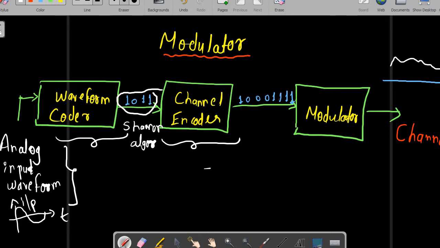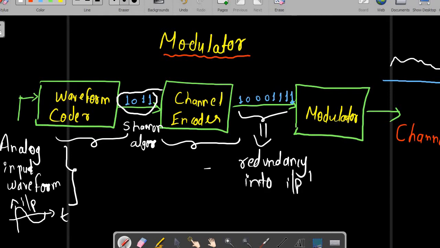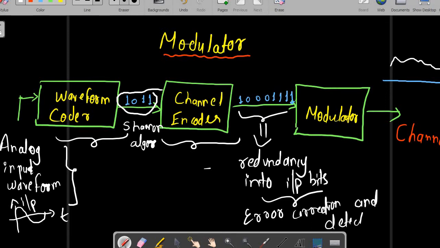Then after that we have the channel encoder. The channel encoder is helpful for introducing redundancy into the input bits. Why is this redundancy useful? It is useful for error correction and error detection, which we will see when we discuss the receiver part. So we have Hamming code and everything, all of which is used for error correction and detection.